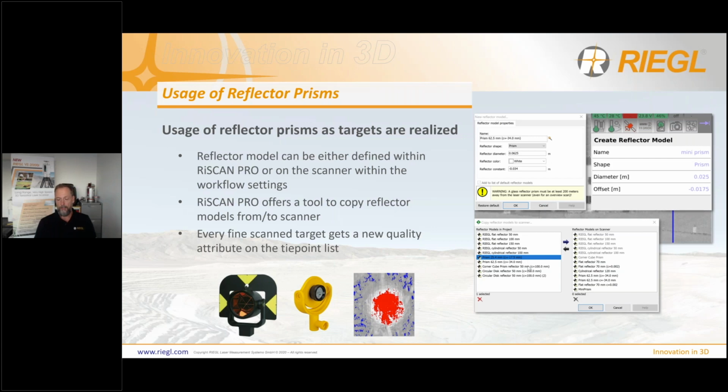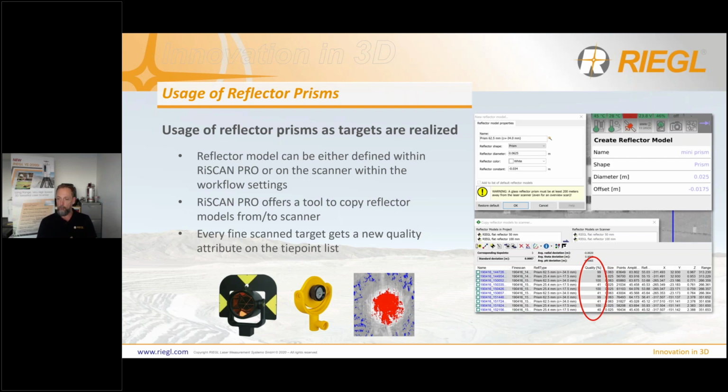But the biggest advantage of these new reflector models, which we are defining on the scanner and inside the software, is that we fit these models into the point cloud, and we get an estimation how good the model fits into the point cloud, and this gives us a new attribute on each and every fine scan. And if you open the tie point list on the scan position, you find now a new attribute called quality, and you see immediately the quality of each and every fine scan target.